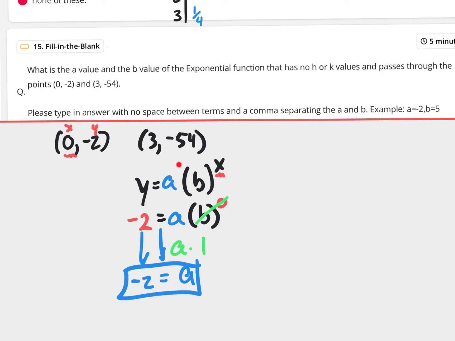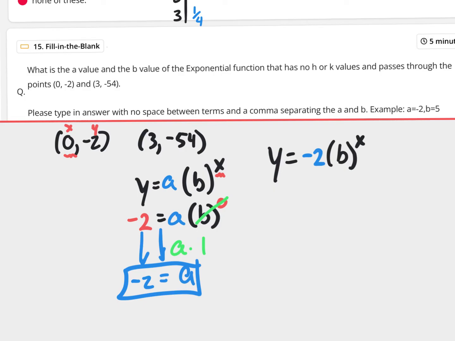So let's go back to the original form that we know without an h and k, because that's what they told us. And we're going to plug in y equals, the a value is -2, okay? But we still don't know b, and it's still to the x power. So we've already used this point to find a. Now let's use this other point to find b, okay? So let's actually plug in the 3 right there and the -54 right there.